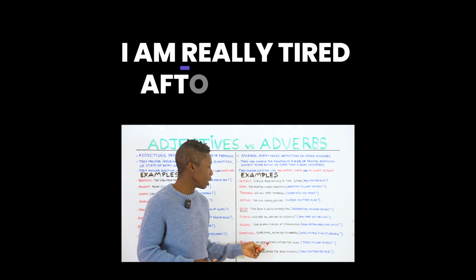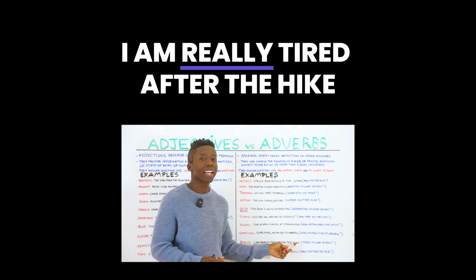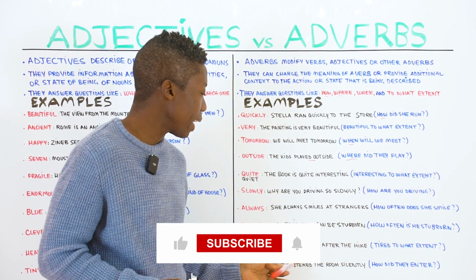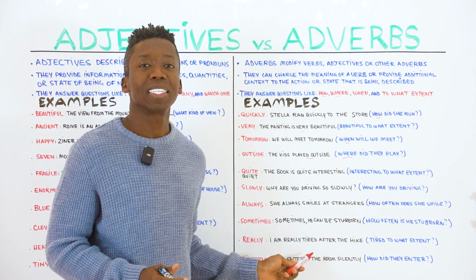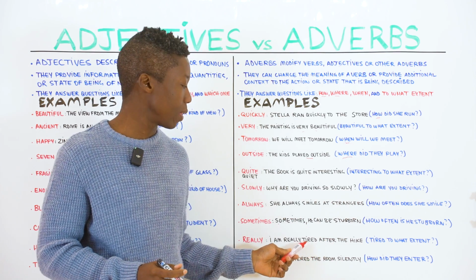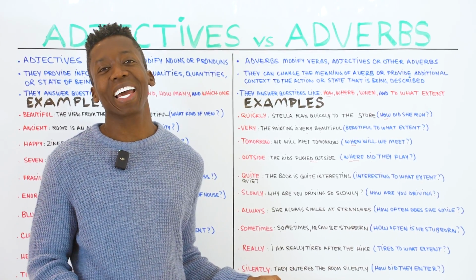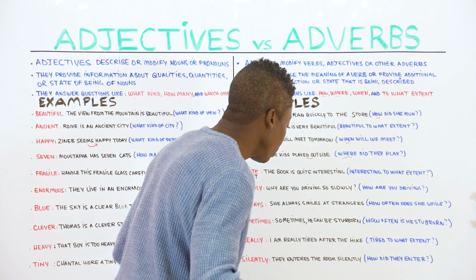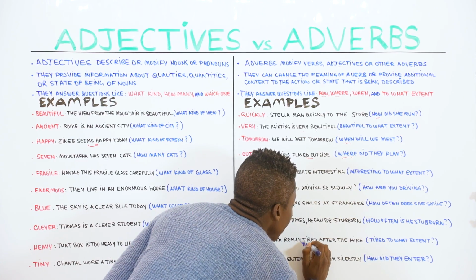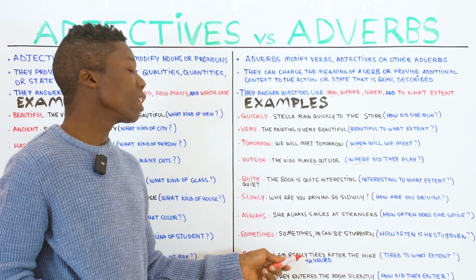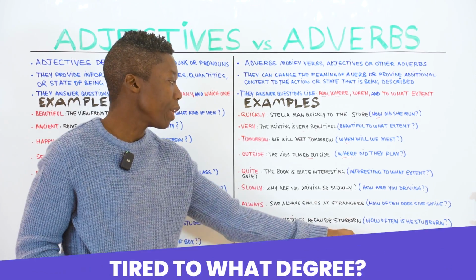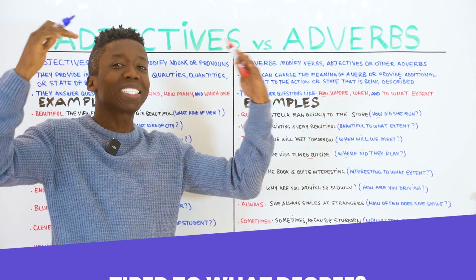Really. I am really tired after the hike. Hike, c'est randonnée de montagne. After the hike. Hike, okay? I'm really tired. Ça, c'est pas tired, c'est tired. Ce n'est pas tired, okay? J'entends très souvent les francophones dire tired. C'est tired. C'est comme si c'était comme ça. Tired. Tired. Ça, c'est un R. Même ici, là. Ici, c'est comme si c'était tired. Voilà. Tired. I'm really tired after the hike. Tired to what degree? To what extent? Well, really. Ou bien very tired.